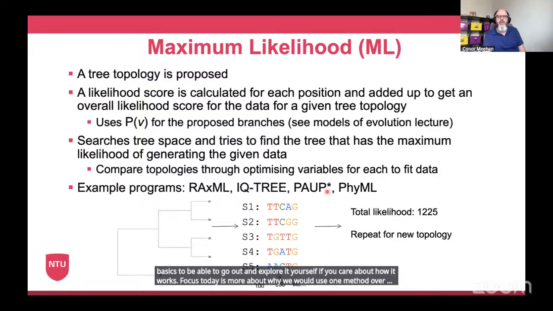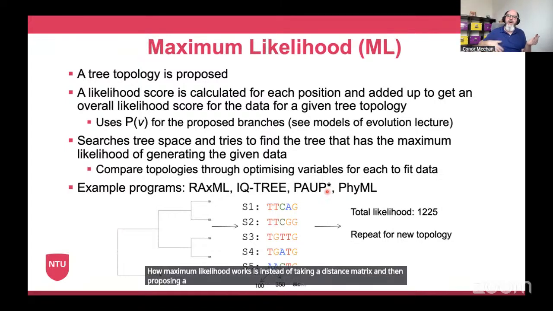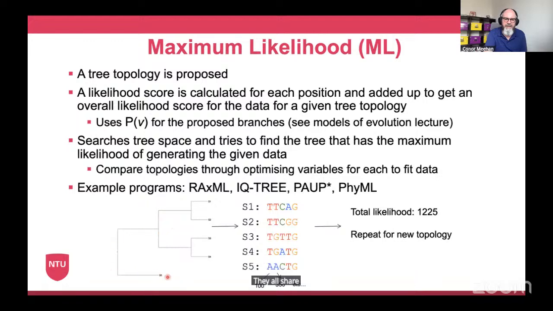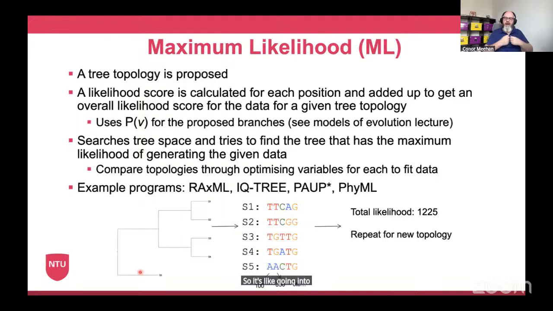How maximum likelihood works is, instead of taking a distance matrix and then proposing a tree from that, you actually propose a tree and then you see if that tree fits the data that you have. So in this example, the computer program has proposed that sequence 1 and sequence 2 sit together, sequence 3 and sequence 4 sit together, they all share a common ancestor, and sequence 5 sits to the outside. And then maximum likelihood goes column by column, and it says, do you support the tree that I have proposed here?